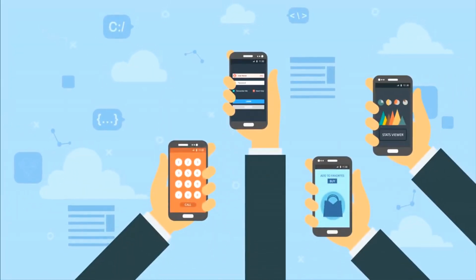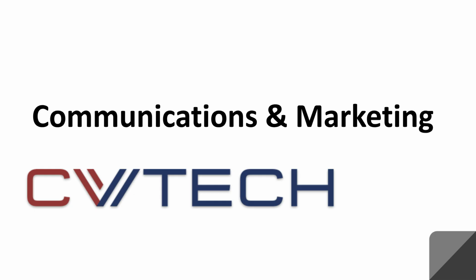Emergency communications may come at times through the Rave app. Check the App Store and download this free app so that you can receive and send communications about anything emergency-related on campus. And as we finish up, a few quick reminders from our communications and marketing team at CV Tech.